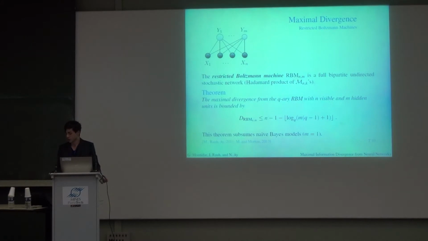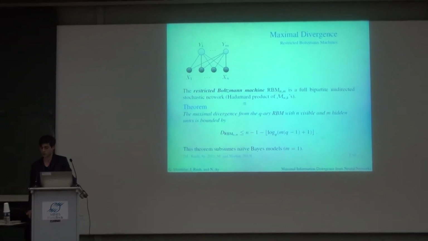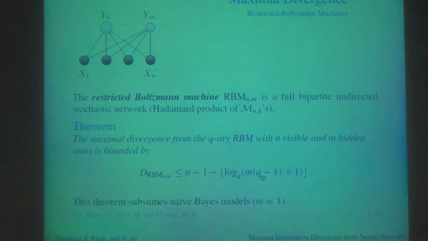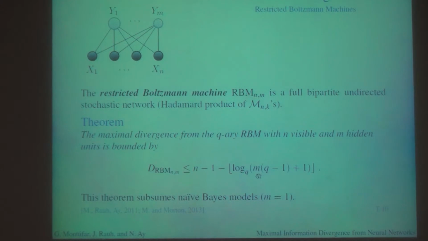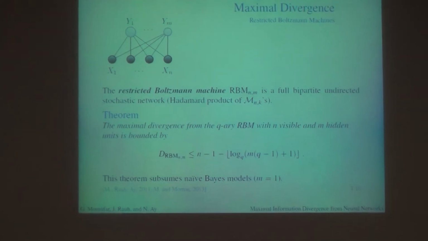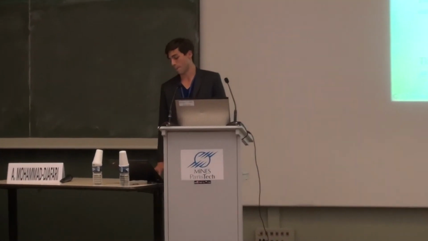Now in the case of restricted Boltzmann machines, the bound is slightly more complicated, but not much more. Here again, the maximum divergence to the set of distributions that can be represented by this neural network is bounded by this expression, and here the decay is the logarithm of the number of hidden variables times q minus 1, that is, the cardinality of the state space of each hidden variable, minus 1. This scales more or less with the number of parameters of the network for a fixed n. And this again subsumes results for naive Bayes models.